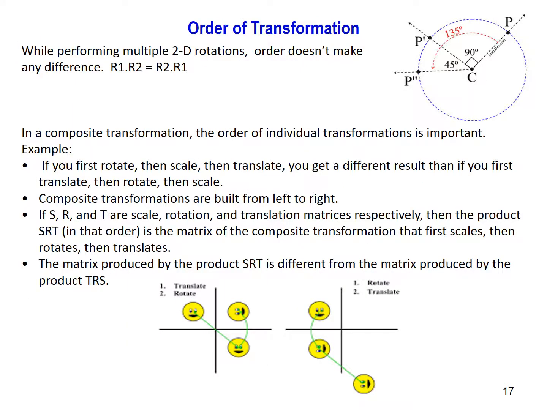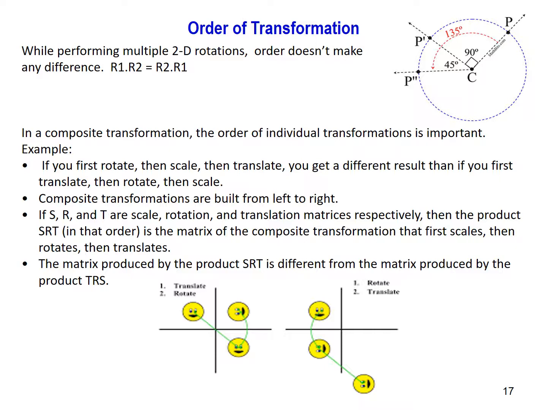Order of transformations. Does the order of transformation really matter? Let us see in which case it matters and in which case it doesn't. While performing multiple 2D rotations, order doesn't make any difference. R1 into R2 is the same as R2 into R1. In a composite transformation, the order of individual transformations is important.